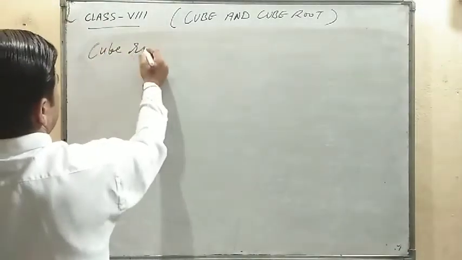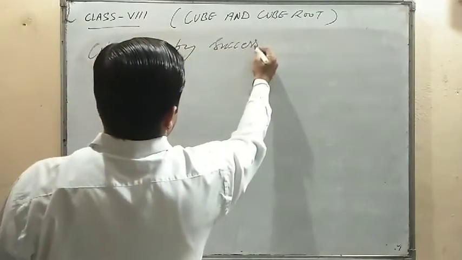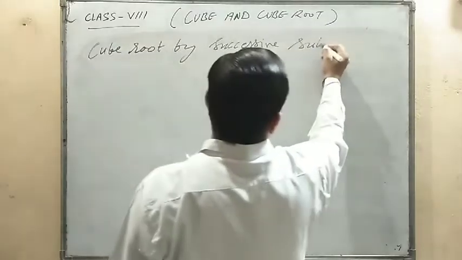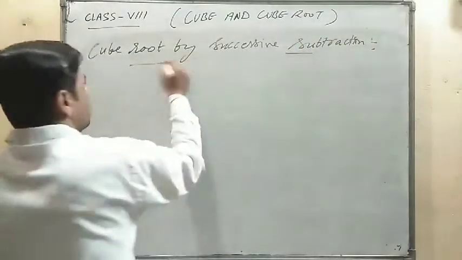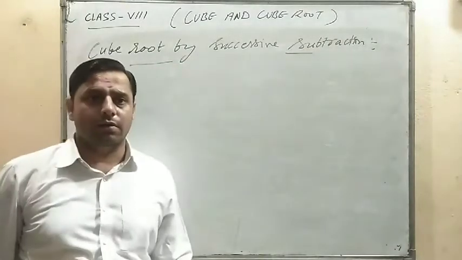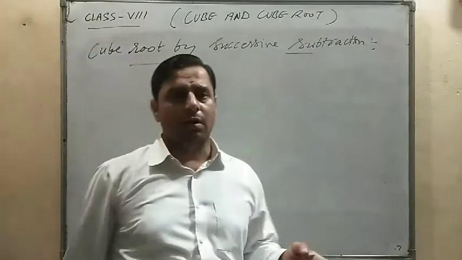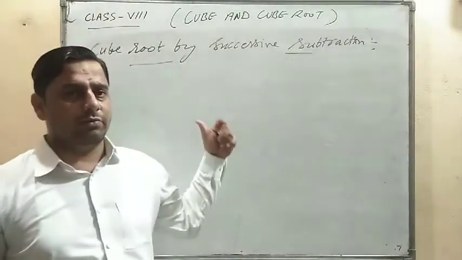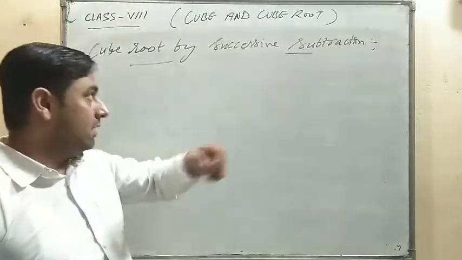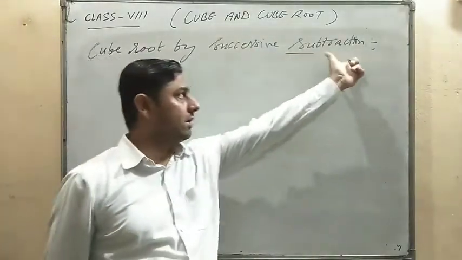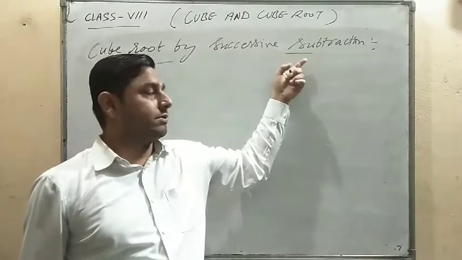So, cube root by successive subtraction. Firstly, I will tell you about the rule: what type of number we will subtract from the given numbers. It is similar to how to find the square root by successive subtraction.